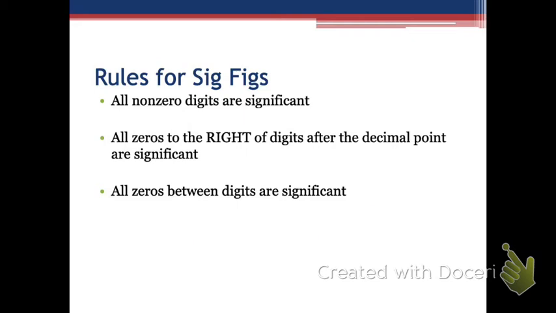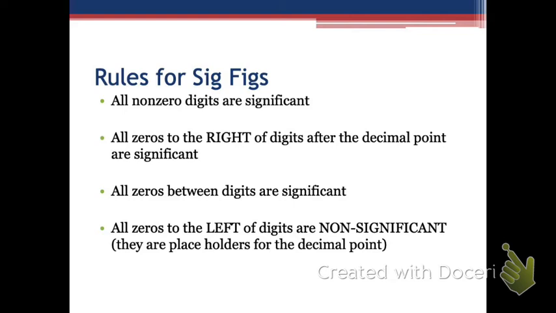I think it might be good for you to write down some of the examples I'm doing as well. But zeros to the left of digits are considered non-significant. And I want you to write in one extra thing here. Zeros to the left of digits before digits start. So before they start. Zeros to the left of digits before they start are non-significant. They are just considered placeholders. And I'm going to show you an example of what I mean with that.